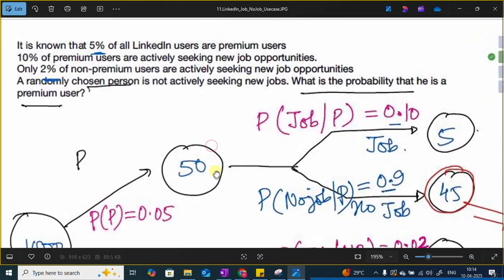It is known that 5% of all LinkedIn users are premium users. 10% of the premium users are actively seeking new job opportunities. Only 2% of non-premium users are actively seeking new job opportunities. A randomly chosen person is not actively seeking a new job, what is the probability that he is a premium user?